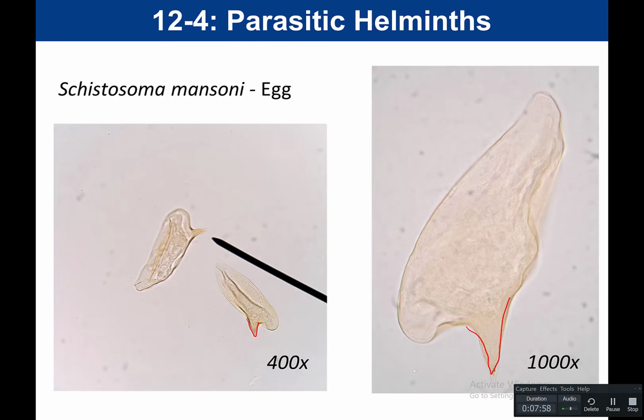You want to be able to identify the schistosoma eggs. They have this little fin on them. So again, think of it kind of like a surfboard fin. And so this is going to be our schistosoma egg. So you need to be able to identify the eggs.